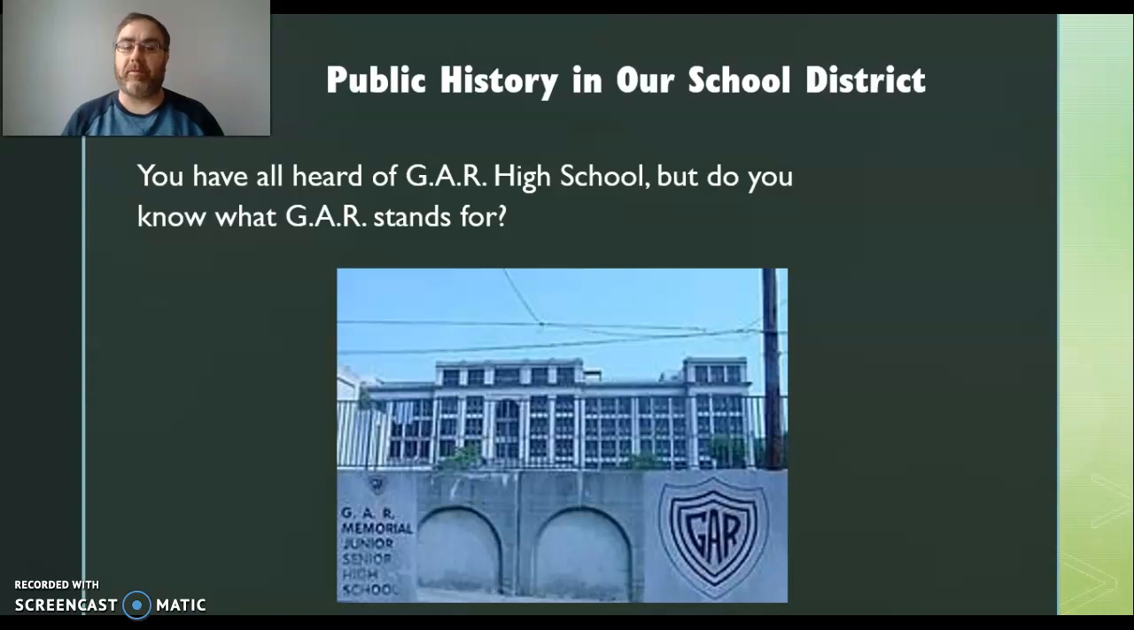The Grand Army of the Republic was a veterans organization that was prominent following the Civil War right up into the early 1900s, and GAR was built in the 1920s, while many to most of the veterans of the American Civil War would have already passed away. There is still a handful, however, alive. And members of the Wilkes-Barre chapter of the Grand Army of the Republic wanted to build some sort of monument to the soldiers of the Civil War.